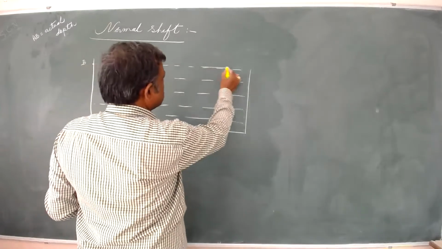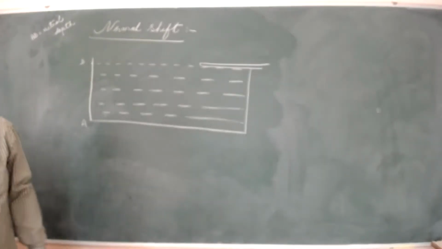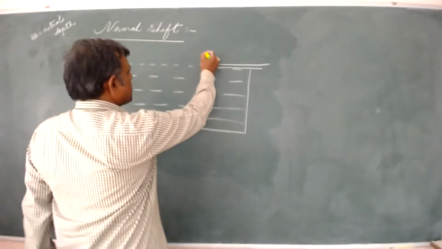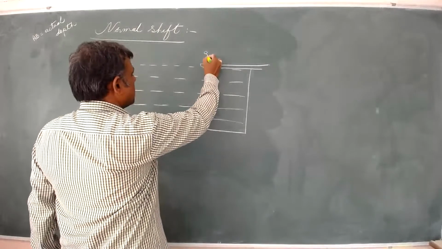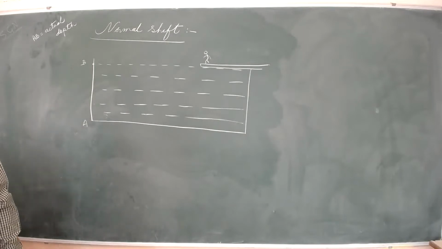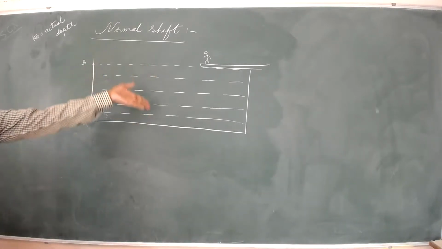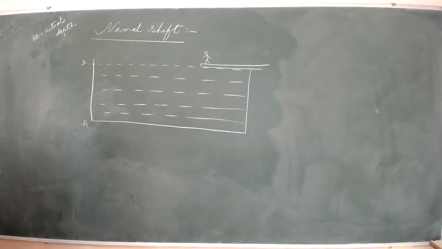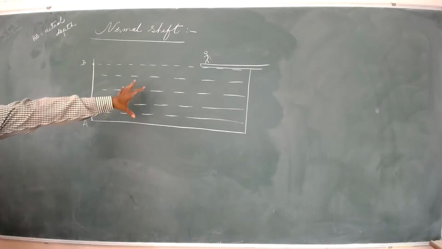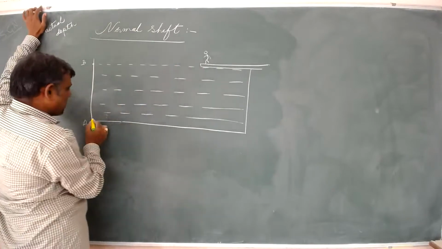Imagine there is a dive board up here, and a person is standing on it, about to dive. The person is small, and this is a big swimming pool. Now this person is looking at the bottom.